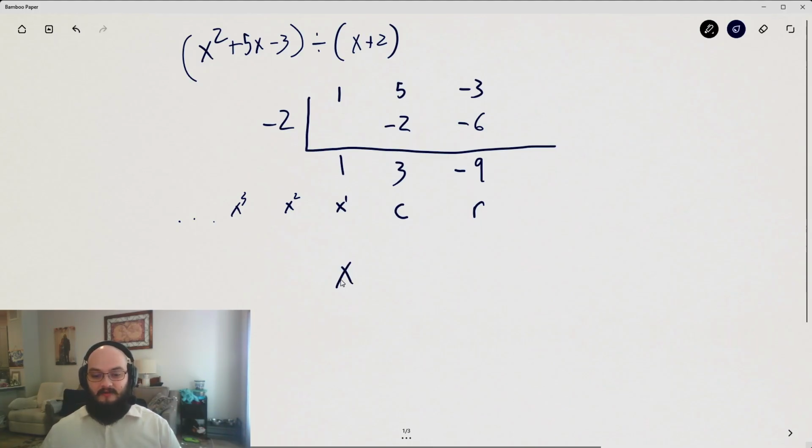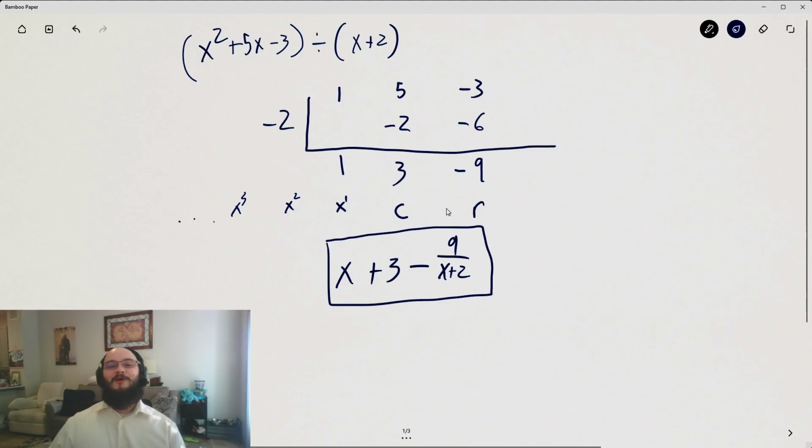So we're going to have x to the first plus 3. Oh, that is a terrible 3. What is going on? I'm going to keep that in because that's funny. x plus 3 minus 9 over this binomial x plus 2. And that is the final answer when we do our synthetic division.